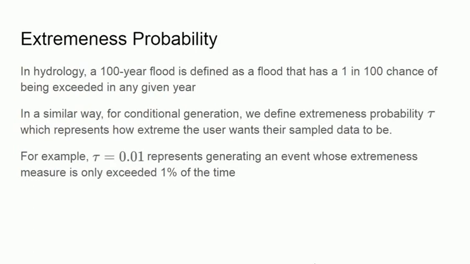We continue with our rainfall analogy. In hydrology, a 100-year flood is defined as a flood that has a 1 in 100 chance of being exceeded in any given year. In a similar way, for conditional generation, we can define an extremeness probability tau, which represents how extreme the user wants their sample data to be. For example, tau equal to 0.01 represents generating an event whose extremeness measure is only exceeded 1% of the time.